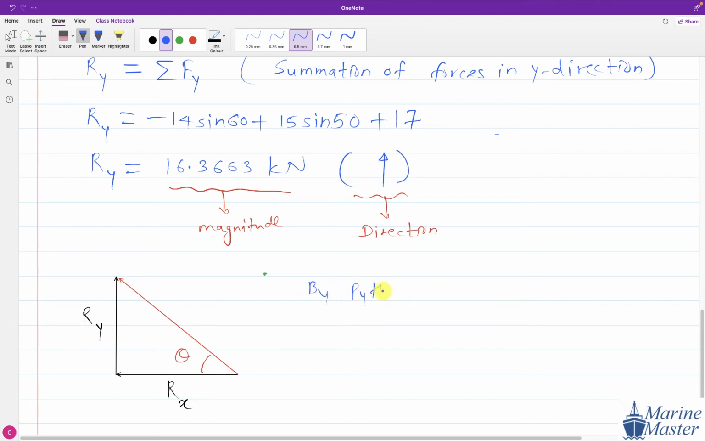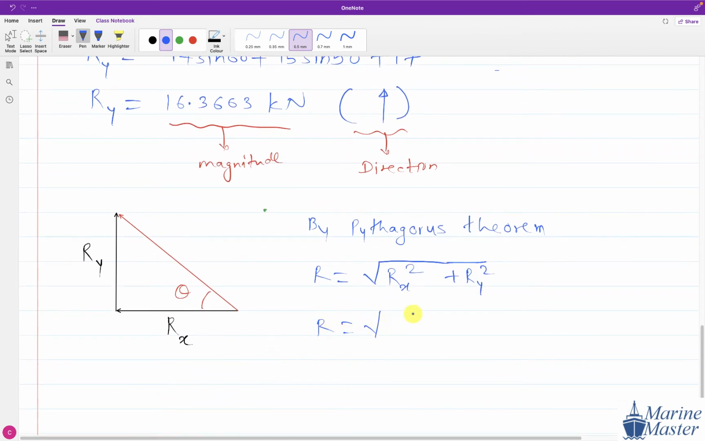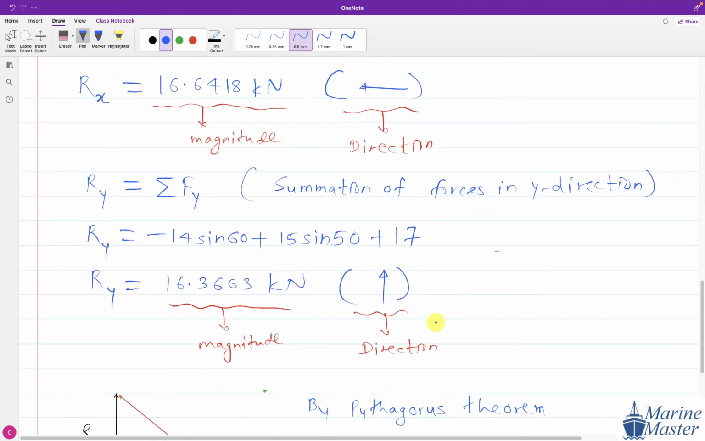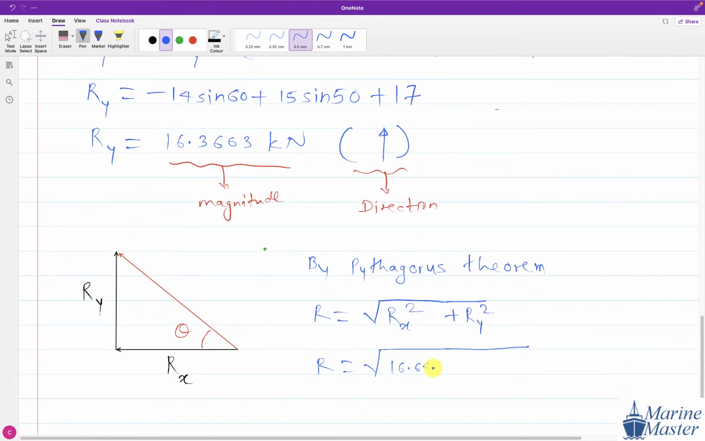Try to see the scenario. R is equal to the root of Rx square plus Ry square. You are getting my point? Any doubt in this discussion? So R will become the under root of Rx square plus Ry square. Rx is how much we have? 16.6418 square, and Ry, 16.3663 square. Please do the calculation and tell me the value of R.